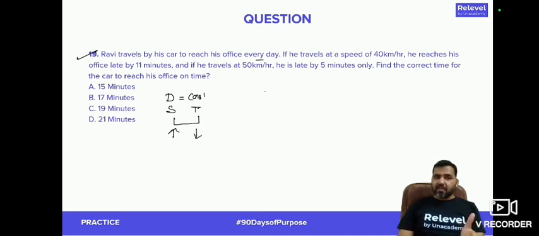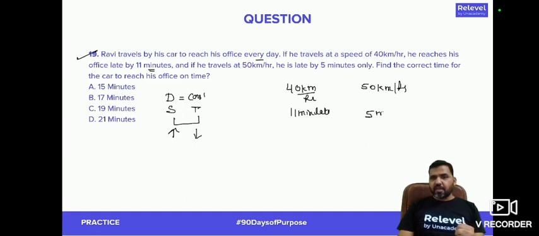It says that Ravi traveled by his car to reach his office every day. If he travels at a speed of 40 km per hour, he reaches office late by 11 minutes. So at a speed of 40 km per hour, Ravi is 11 minutes late. And if he travels at a speed of 50 km per hour, he is late by 5 minutes.